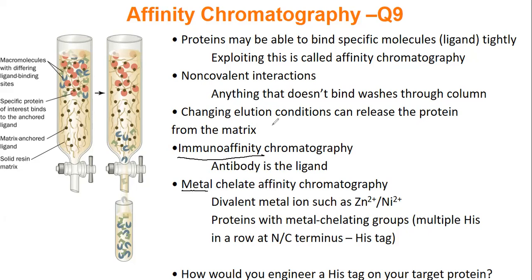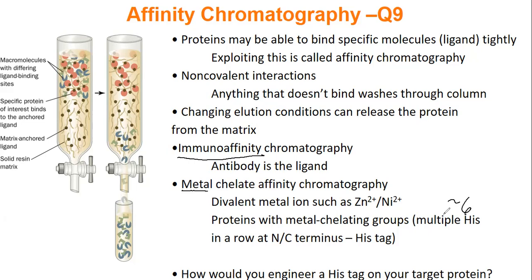A cheaper way to do affinity chromatography, and one that is used in labs all over the world all the time, is using metals. Usually here you have either zinc or nickel being your solid state. And what zinc or nickel will do is that they bind to histidines, but they will only bind if there are multiple histidines in a row, like 6 or so. This is called a His tag.